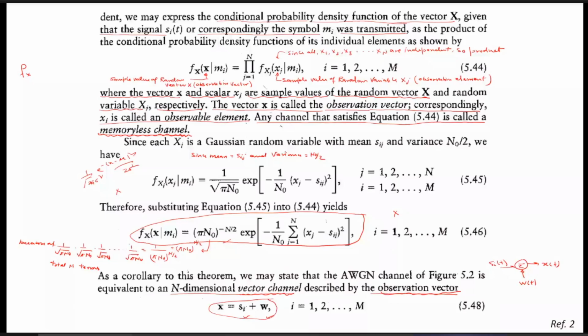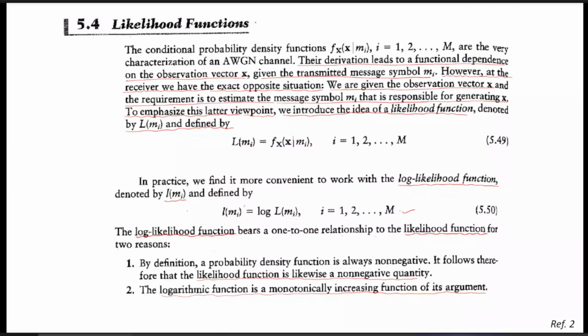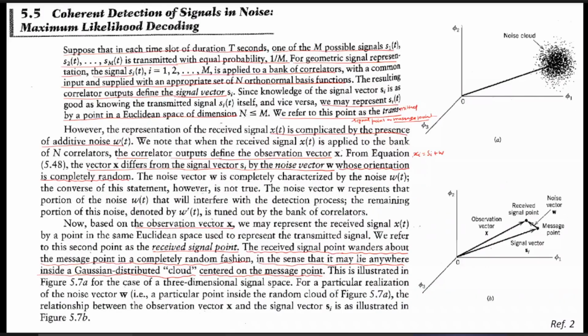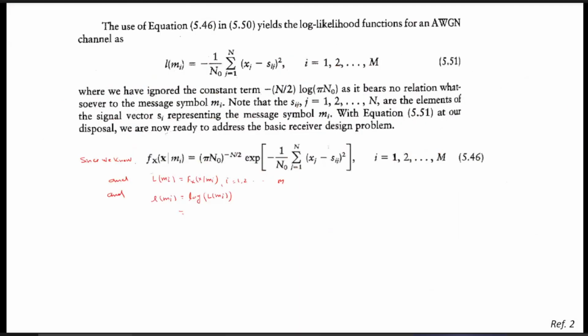Now, this is the concept we have studied. Knowing this concept, let us define, as is clearly written in our syllabus, the likelihood functions. Based on these likelihood functions, in the next topic, the maximum likelihood decoding, we will study how the receiver can decode that mi has been transmitted from the transmitter side, from the given observation vector x. This is decided by the maximum likelihood decoding, which is based on the likelihood function.